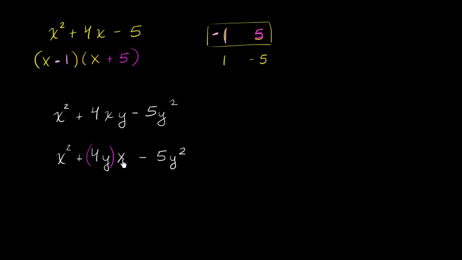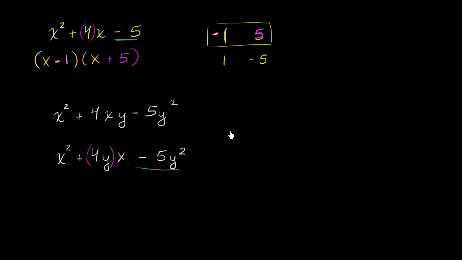And now it becomes pretty clear that this 4y term right over here is the coefficient on the x term, the same way that 4 was the coefficient on x right here. And this negative 5y squared corresponds to the negative 5 right over here. So we can do the exact same thought process. Let's think of two, now not just numbers, they're going to have variables in them. Let's think of two terms or two expressions that if I multiply them, I get negative 5y squared, and that when I take the sum, I get 4y.